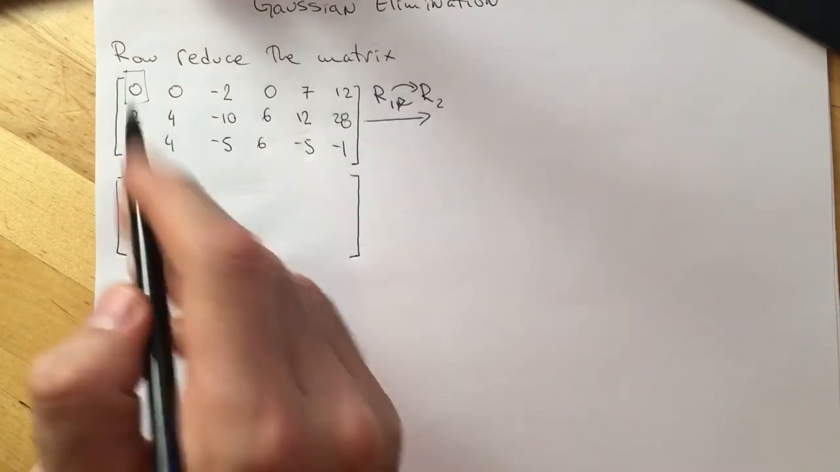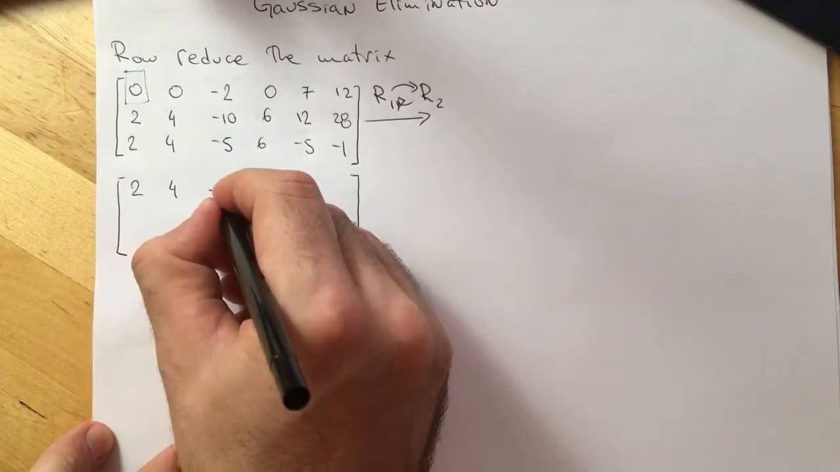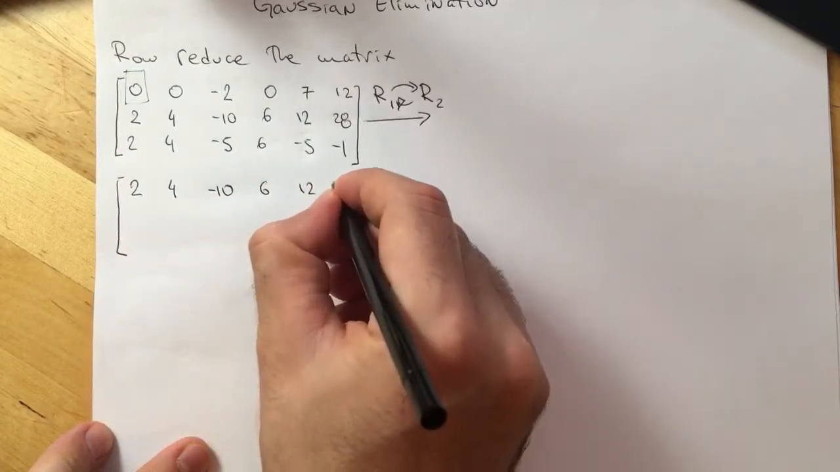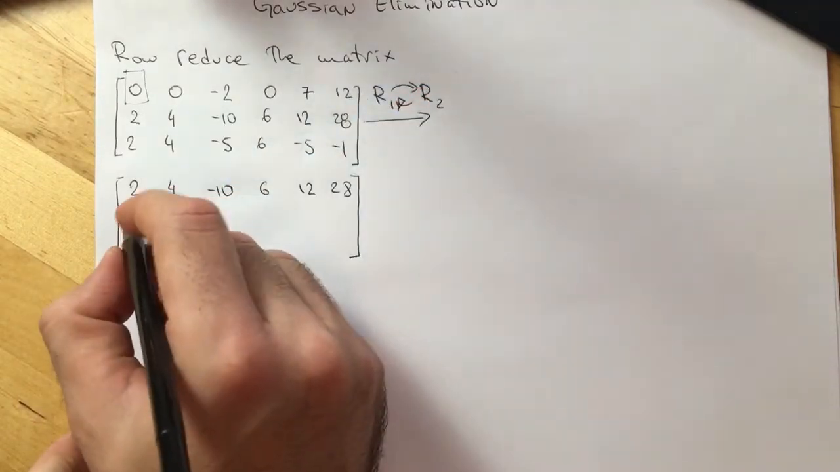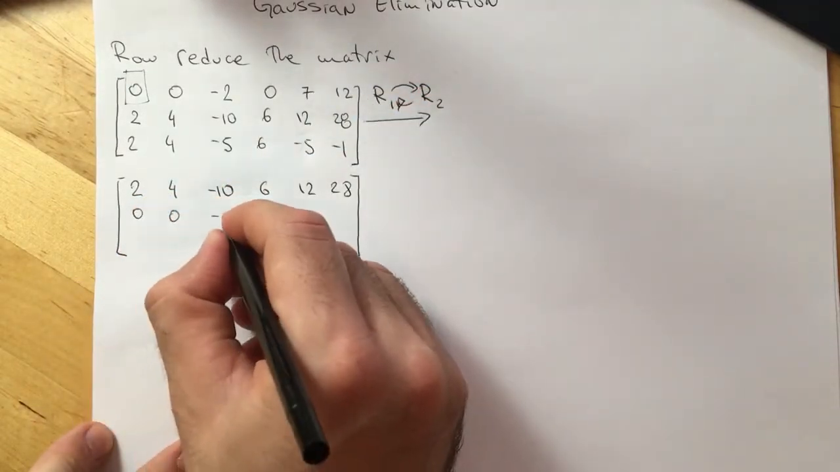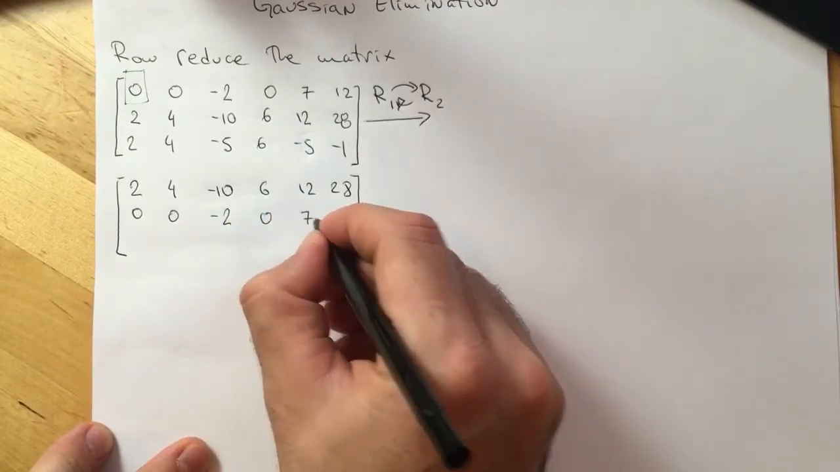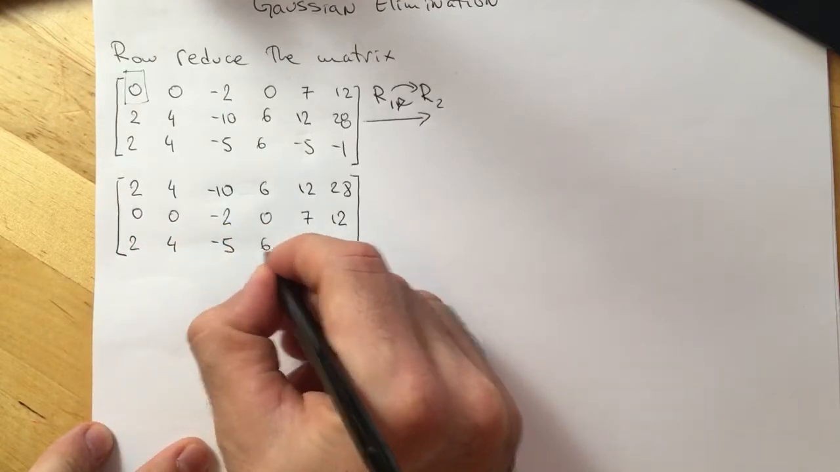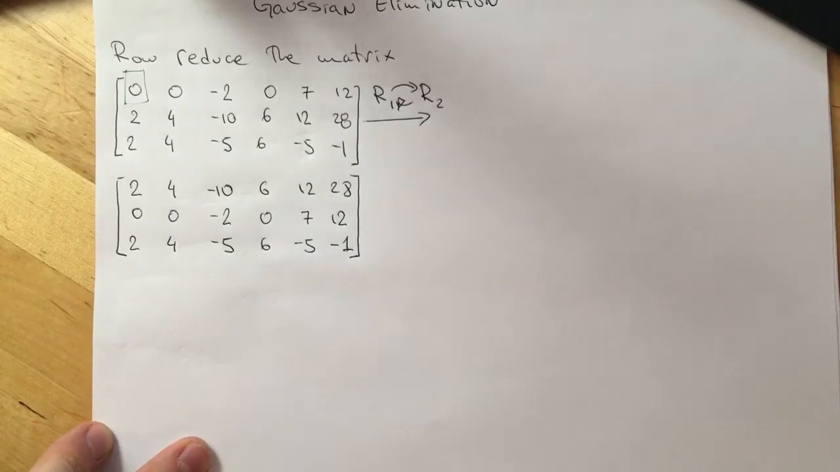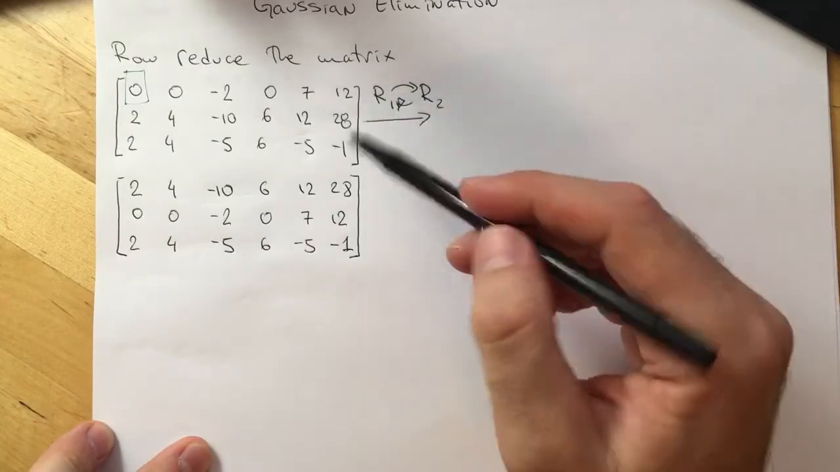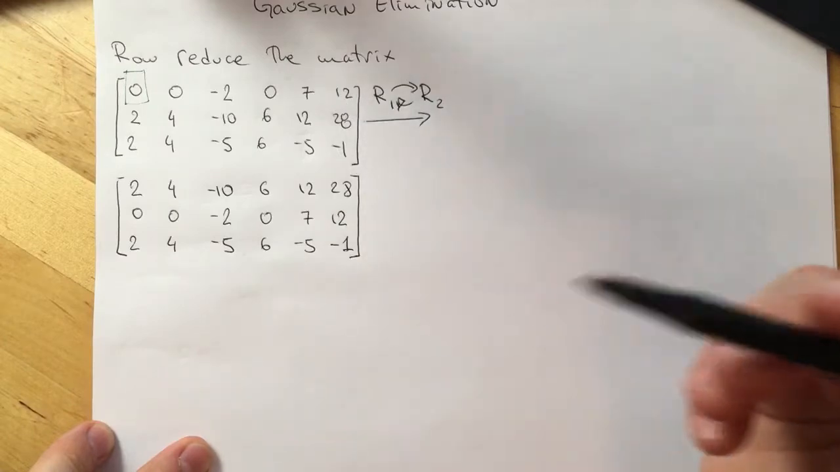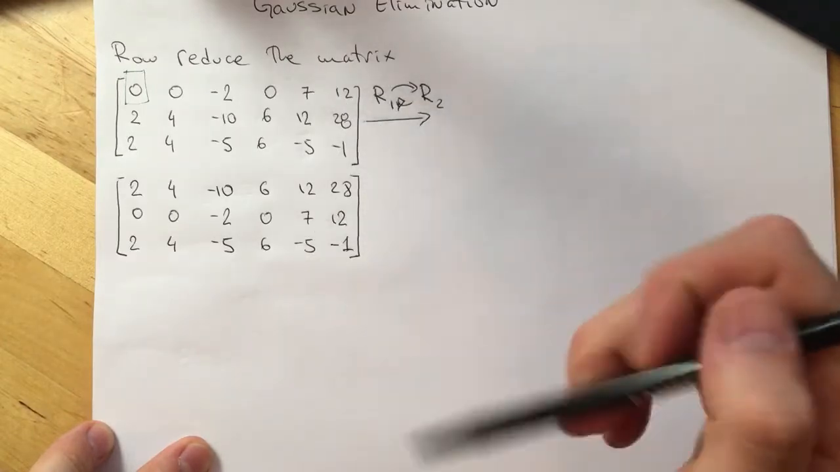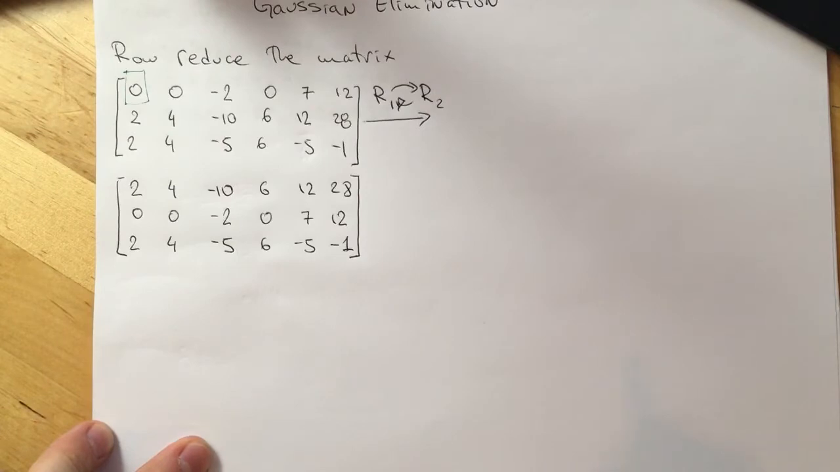Okay, so the second row becomes the first row, so 2, 4, -10, 6, 12, 28, and the first row became our new second row, so 0, 0, -2, 0, 7, 12, and then 2, 4, -5, 6, -5, -1. Somebody might ask, why did we replace the second row with the first one and not the third row with the first row? You could have done that, and that wouldn't have affected the final outcome if everything went well.